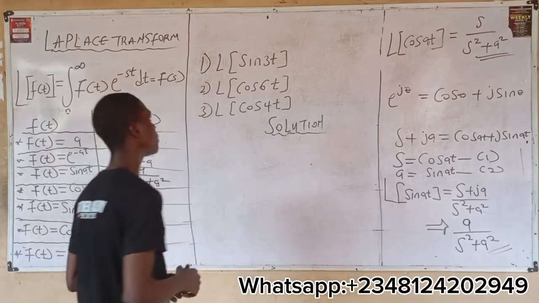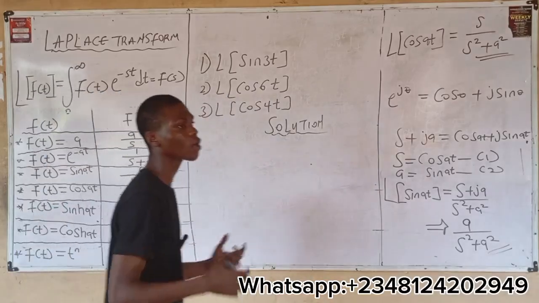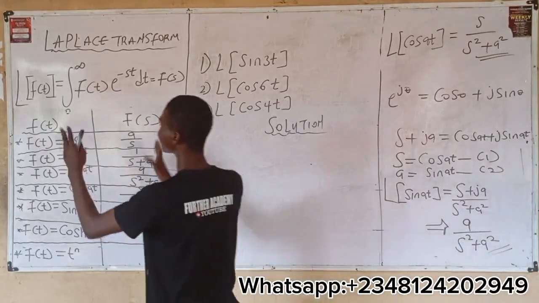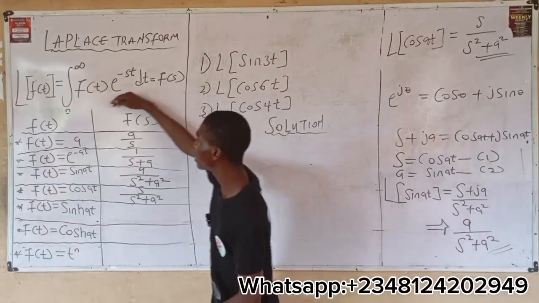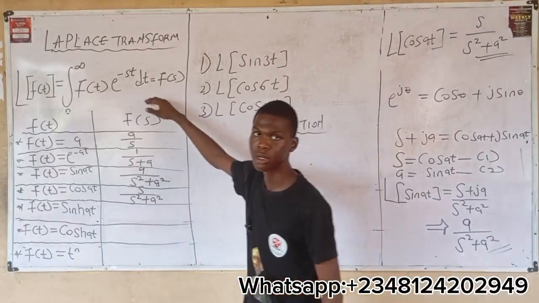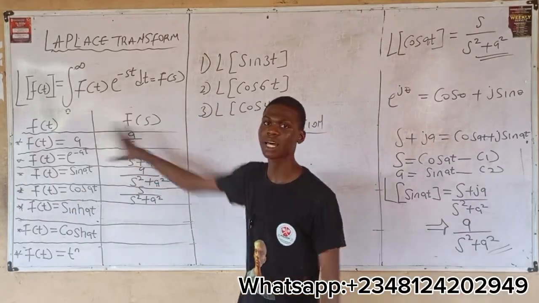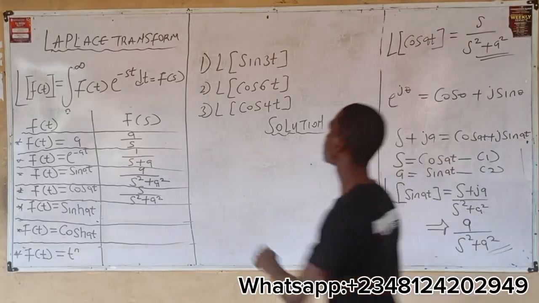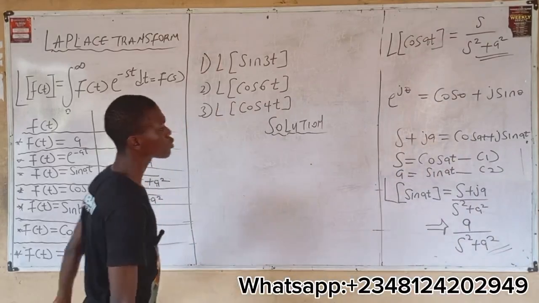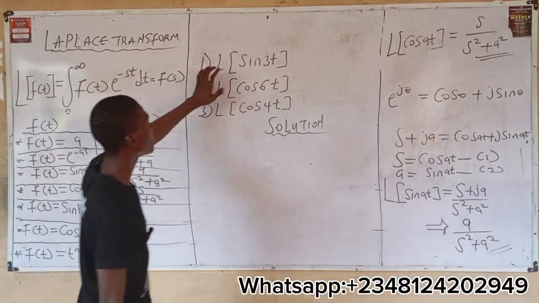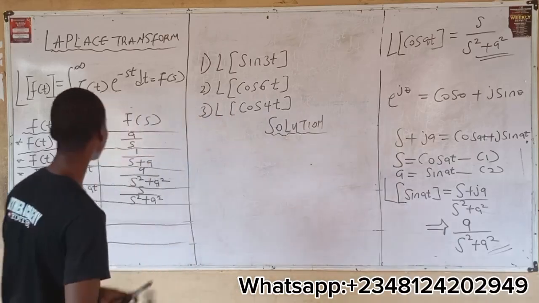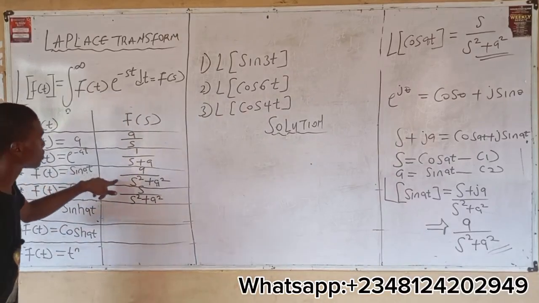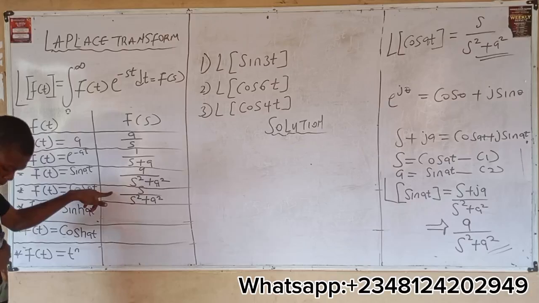To get the Laplace transform of sine 3t, cos 6t and cos 4t, the idea is very simple. Can you see the reason why we need to know this standard table of Laplace? This is what we call the Laplace standard form, meaning the standard Laplace transform. Alright, let's solve this question. The Laplace transform of sine 3t becomes what? Doing comparison with what we've done so far, back to our table, if this is sine at, this becomes the Laplace transform. If this is cos at, this becomes the Laplace transform.